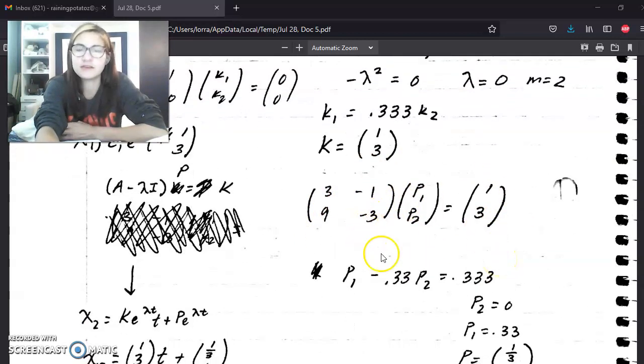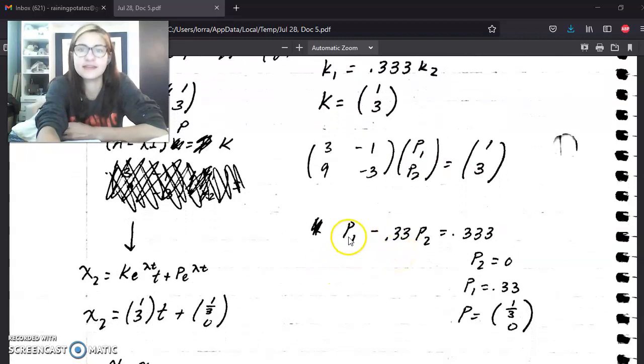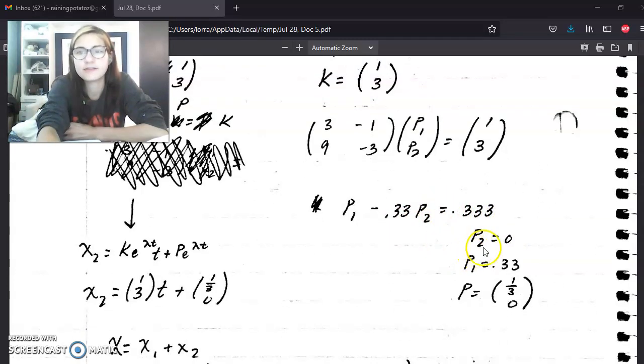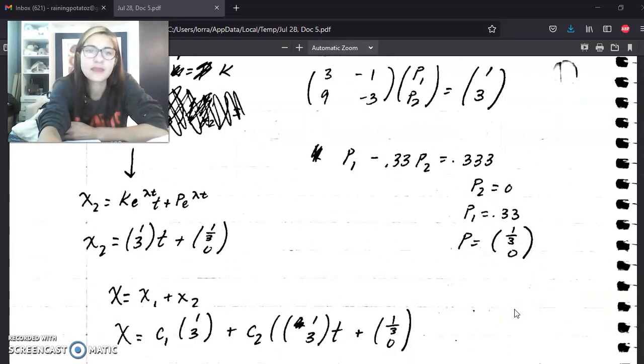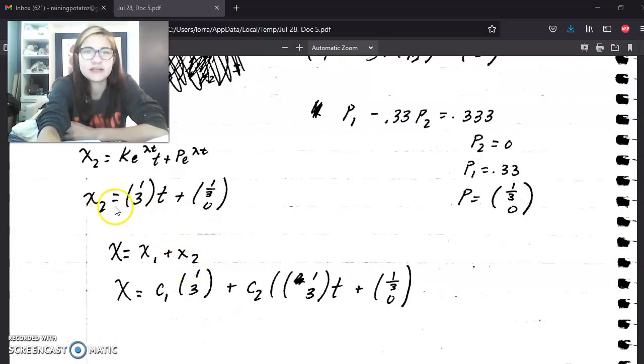And then you can plug that into your reduced row echelon calculator to get that p1 minus 0.333 repeating p2 is equal to 0.333. So you can set p2 equal to 0, p1 is equal to 0.333 repeating, so p is equal to 1/3, 0. And all you have to do after that is you just substitute back into this equation.